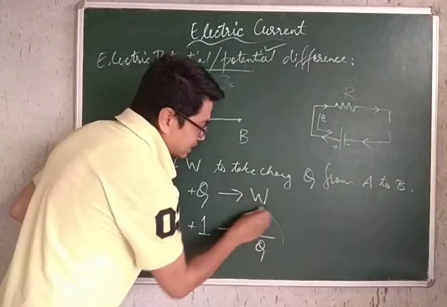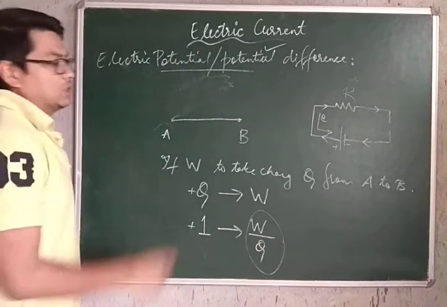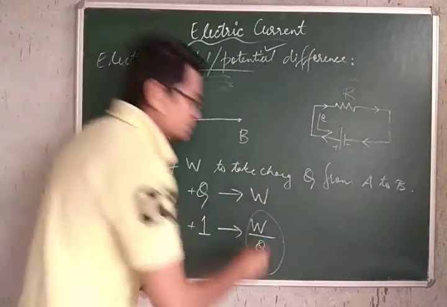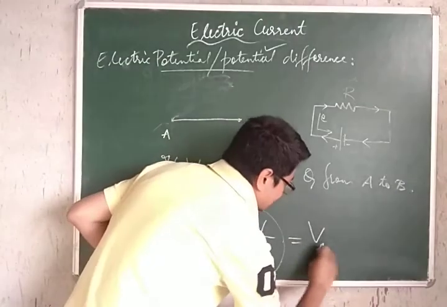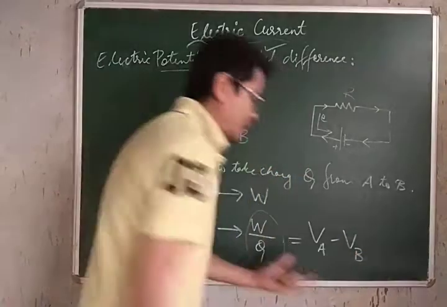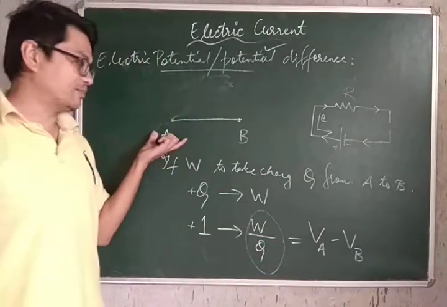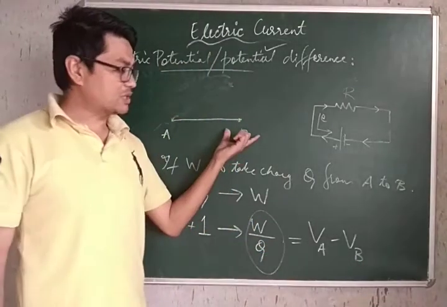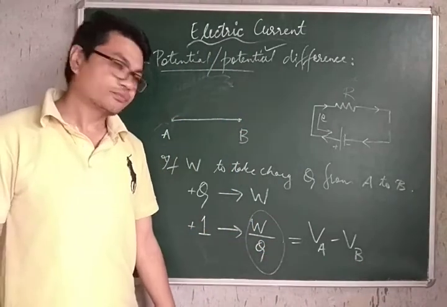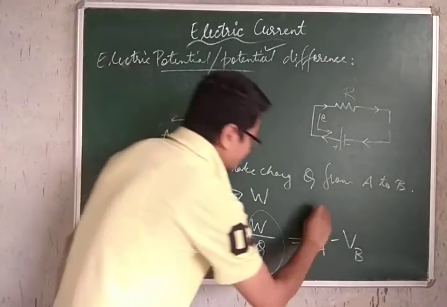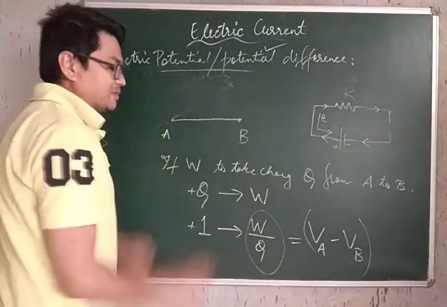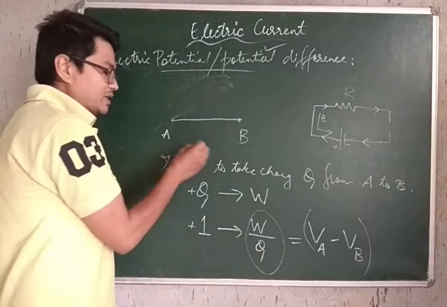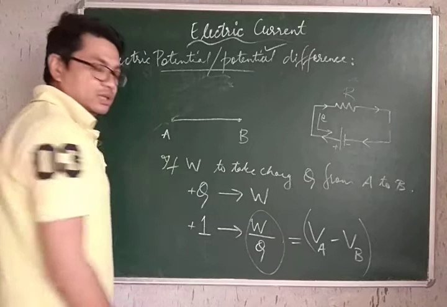Now this is what is called the potential difference between these 2 points, and the potential difference is VA minus VB, where VA is the electric potential at point A, and VB is the electric potential at point B. Alright, so the potential difference between these 2 points A and B is W by Q, the work done to take a unit positive charge from one point to the other.